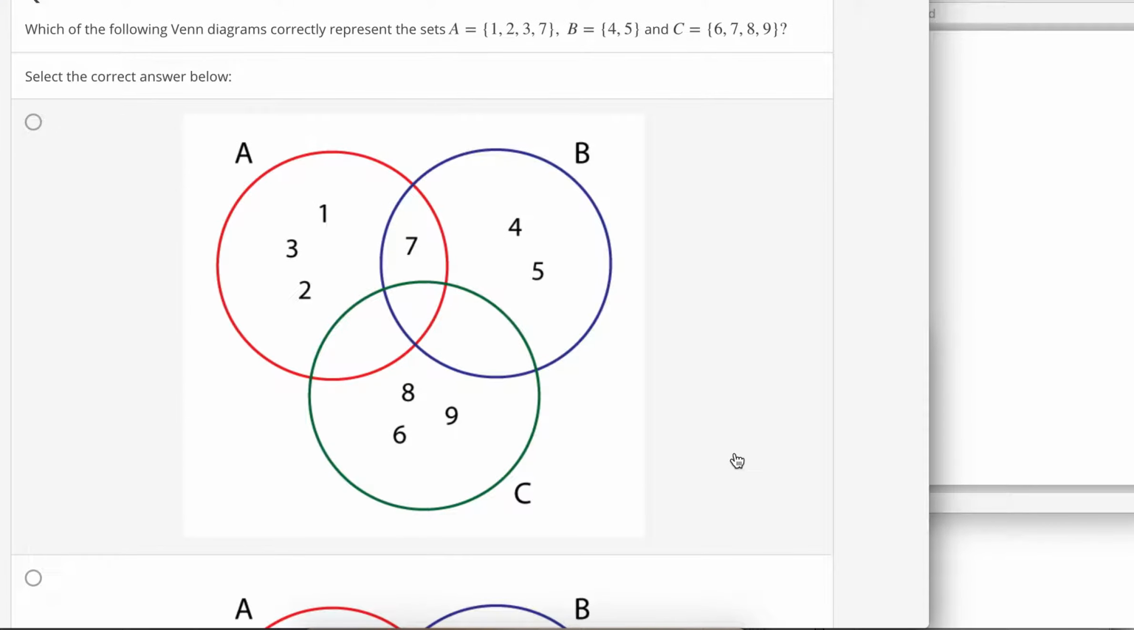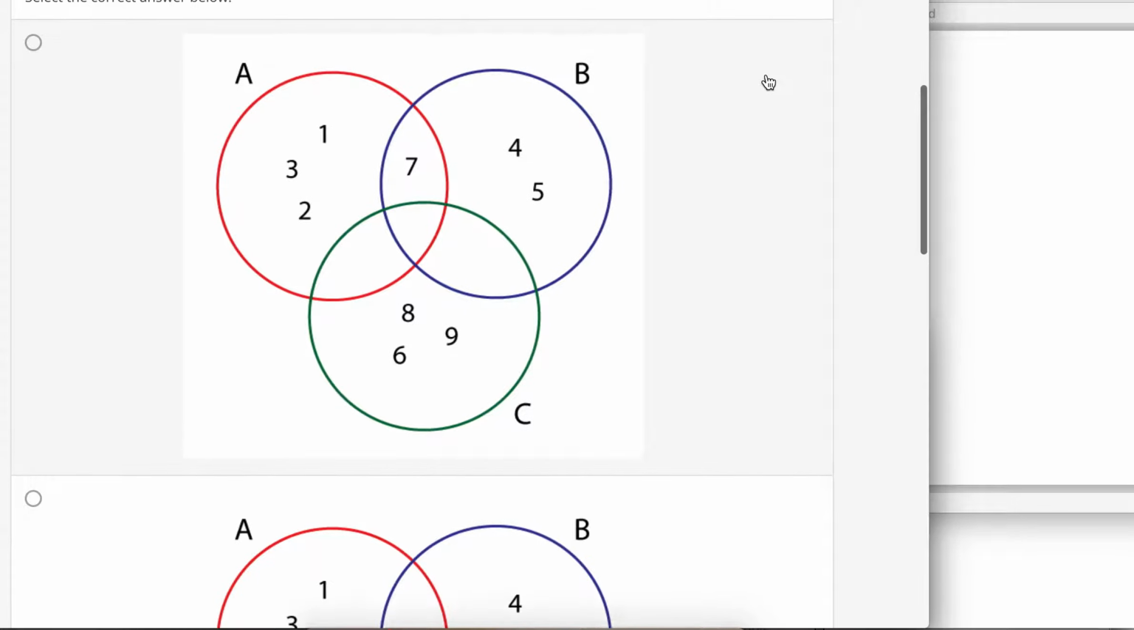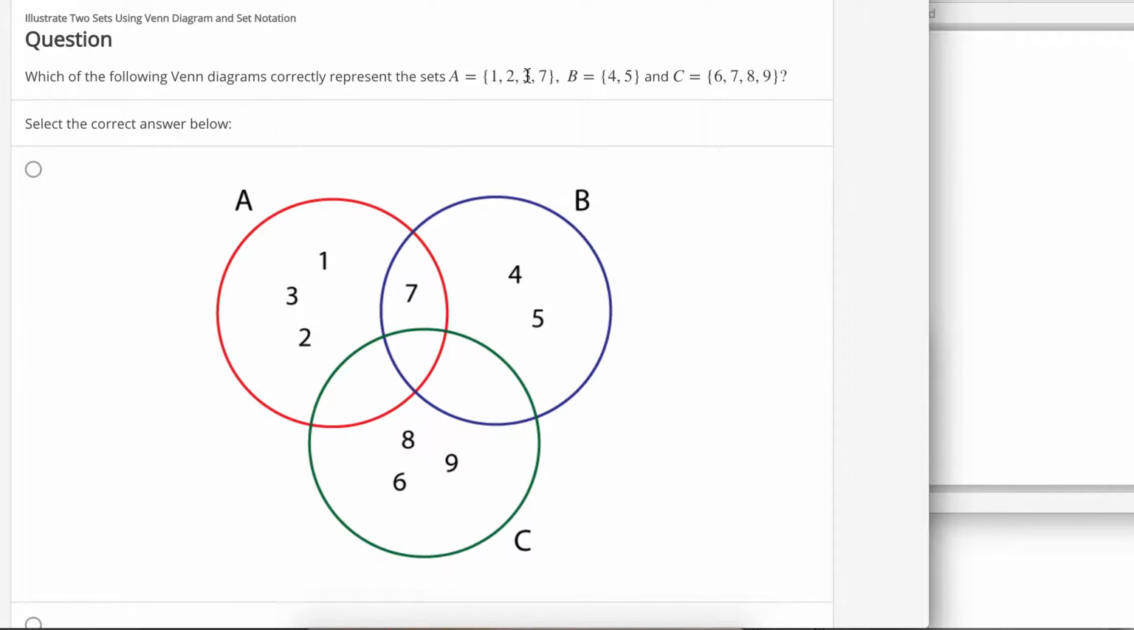Which Venn diagrams correctly represent the following sets? A is 1, 2, 3, 7. B is 4, 5. C is 6, 7, 8, 9. So look for some overlaps in these sets. Maybe these sets represent the number of televisions in a house. In my house, it's this one, but maybe set A represents people from one side of town. B is people from another side of town. This side of town, the C people, have lots of televisions in their houses.